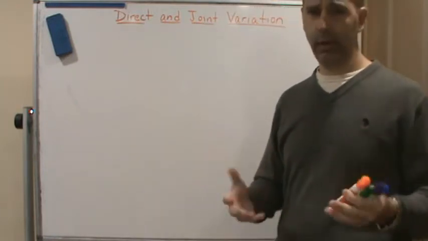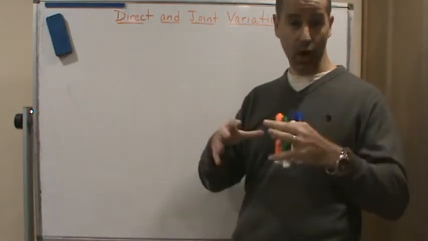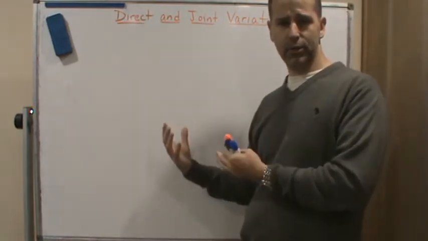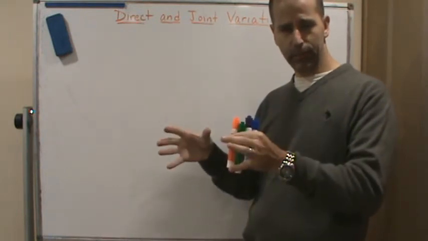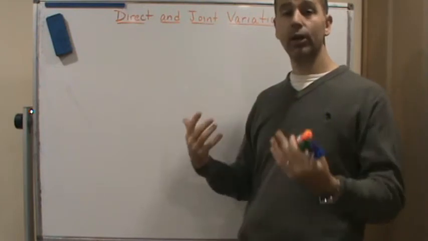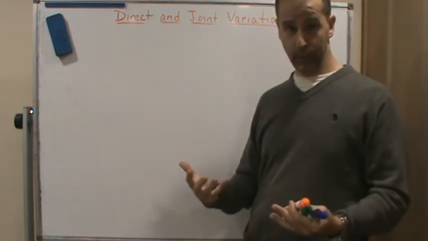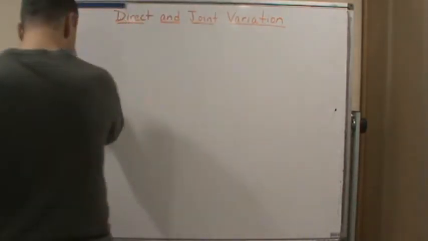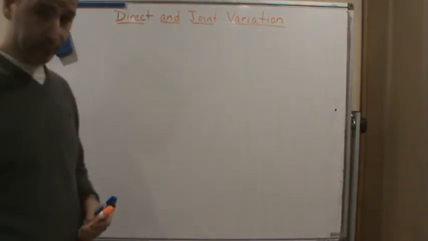Now that we've talked about proportions and how to solve them, we can start talking about variation, and when we look at problems, we can interpret them and set them up appropriately and correctly. In this video we're going to start talking about direct variation.